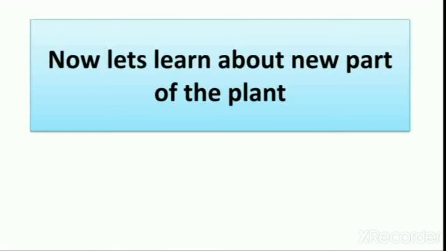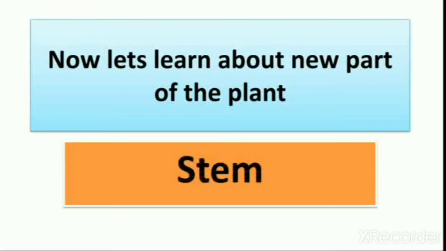Now let's learn about a new part of the plant. Today we learn about stem. We all know that plants have 5 parts: root, stem, flower, fruit and leaf. So today we learn about stem. We learn about where stem grows, how stem grows, all of these things.